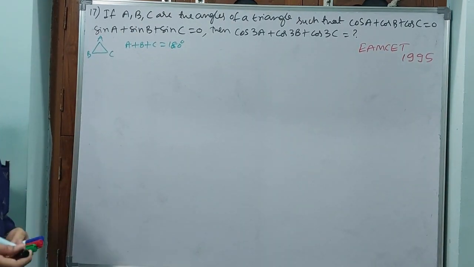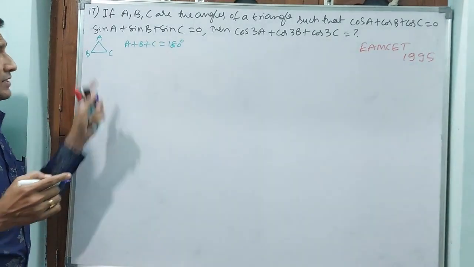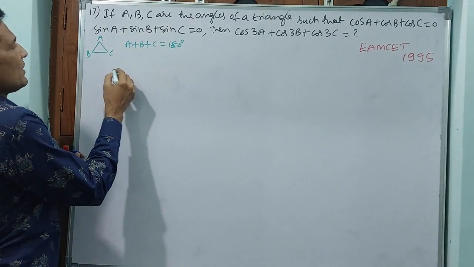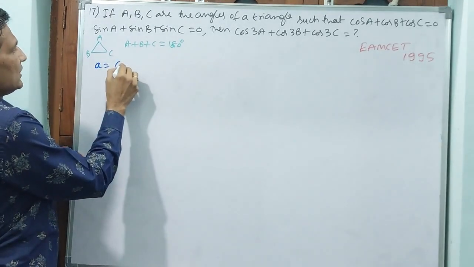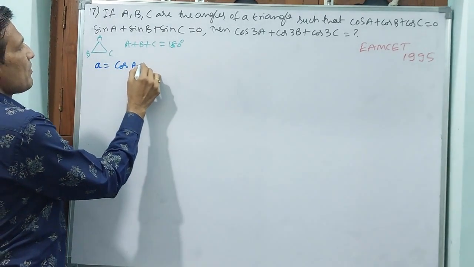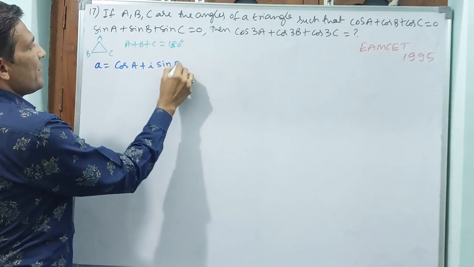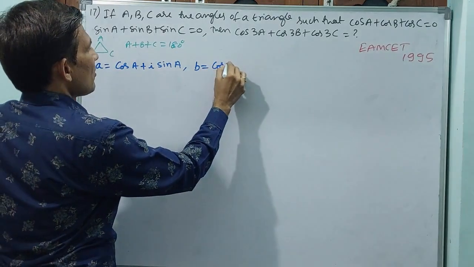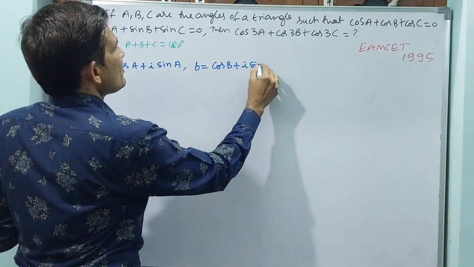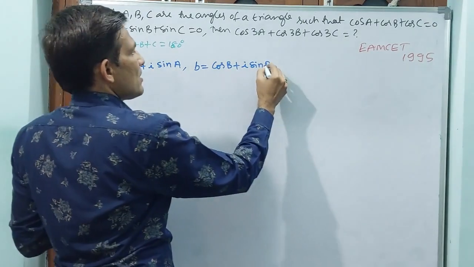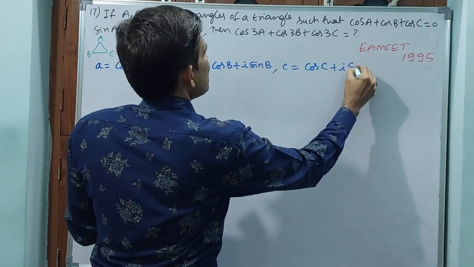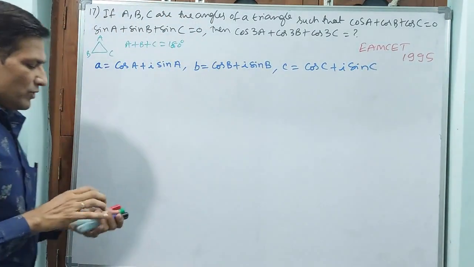Okay, let us proceed further then. See what I am doing. When such questions come, you normally take it like this. Let a is equal to cos A plus i sin A. Also b is equal to cos B plus i sin B. And also c is equal to cos C plus i sin C. Like this you take as the first step.